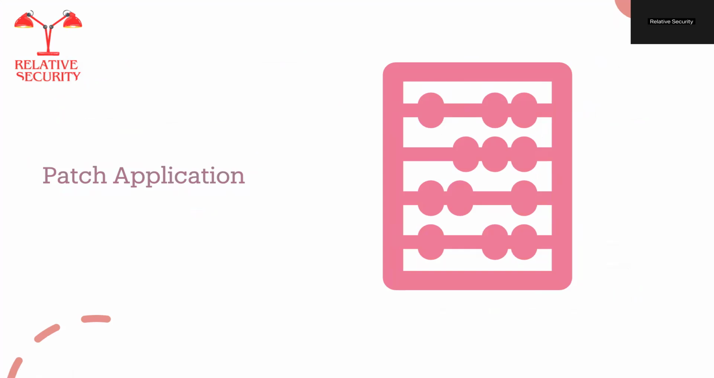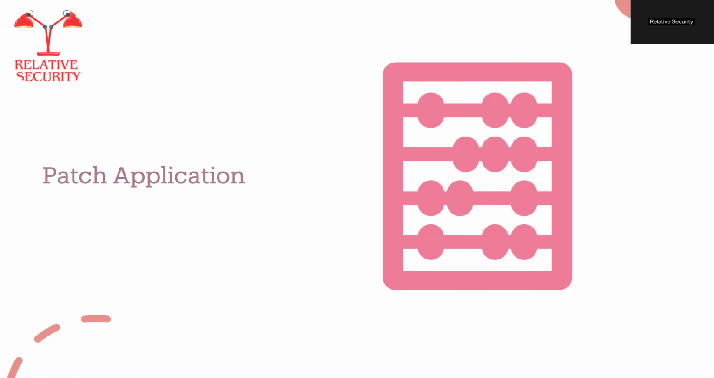So think of patches like seat belts. These are the seat belts for your applications. They are small, they're not flashy, but when things go wrong, they come to save you. They come to save your applications.